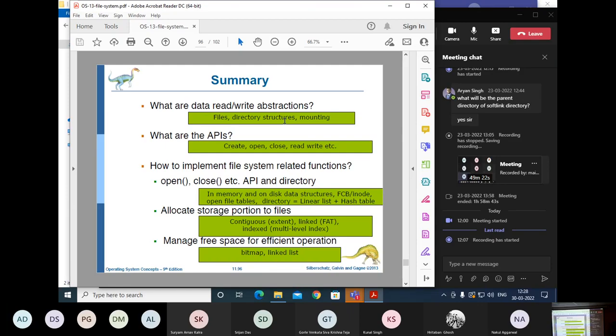And finally, today we talked about managing free space for efficient operation, and we talked about the bitmap approach and the linked list approach. Linked list is for small writes to files. On a block, you get the first block. For bigger contiguous writes, either use a bitmap or some index or some other scheme that you find suitable. It can be extent, it can be indexed, but all for bigger writes.